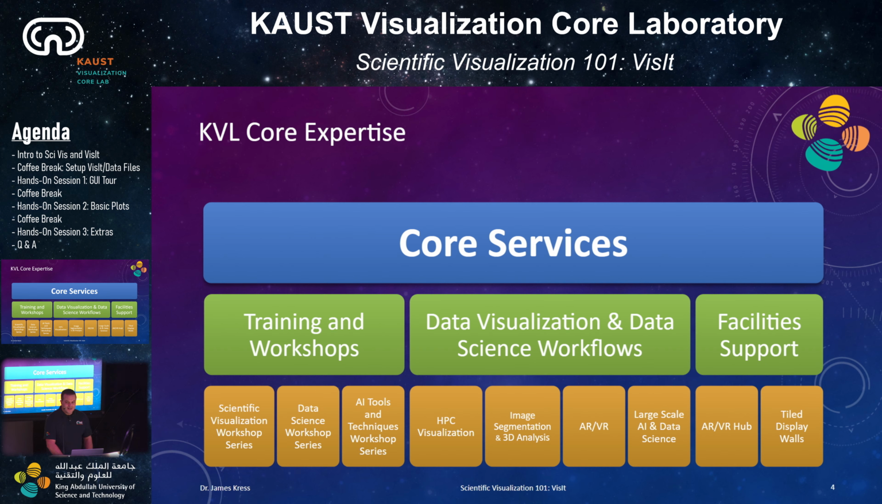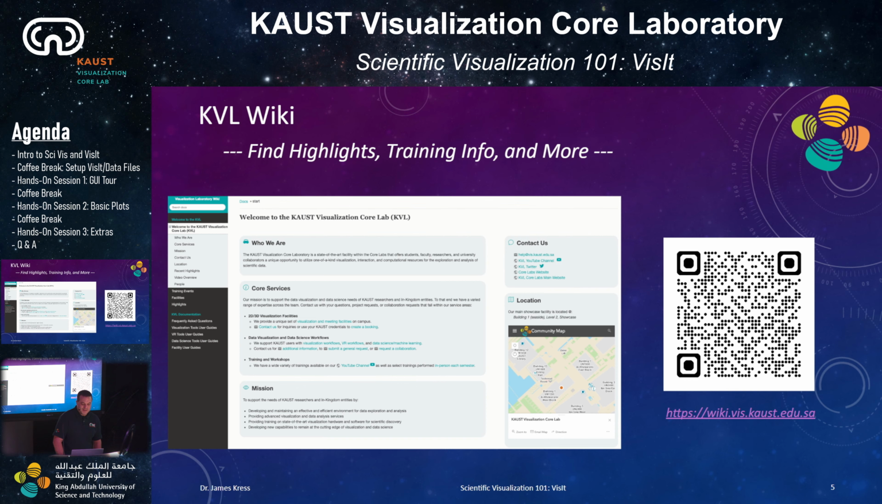We have different offerings. Our next area of expertise, and the one that we focus on most, is our data visualization and data science workflows. These break down broadly into 4 different categories. We work on HPC visualization, image segmentation analysis, AR, VR, and then large-scale AI and data science. We work with users all across campus, the kingdom, and the world to do their different workflows and different science projects. So we're constantly working on visualizations, papers, and all that kind of thing. If you have a project you're working on that needs expertise, we can help you out in those areas.